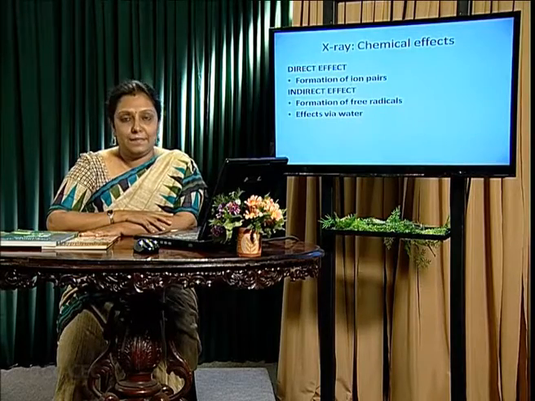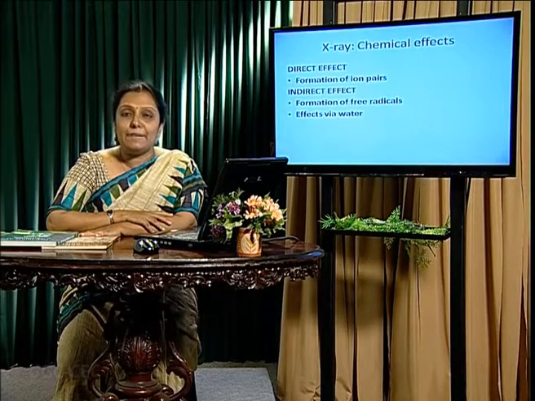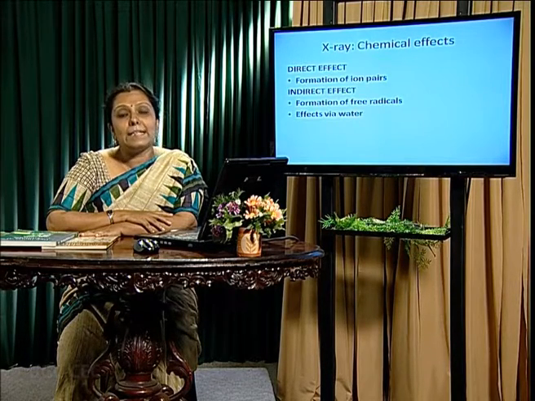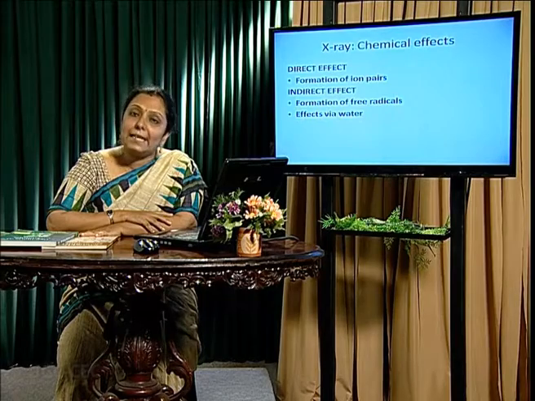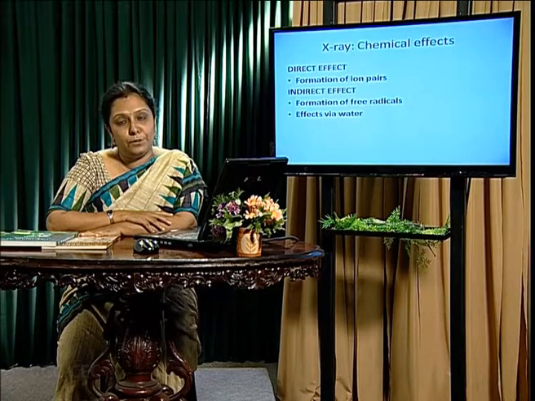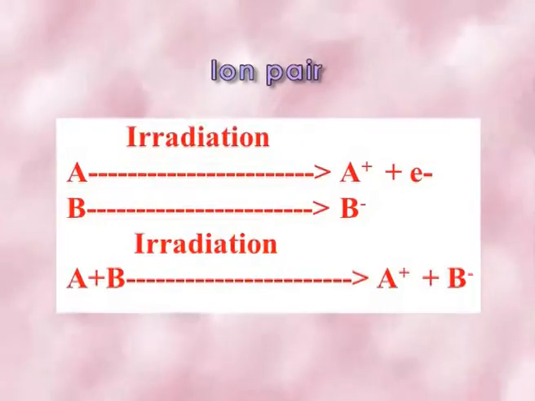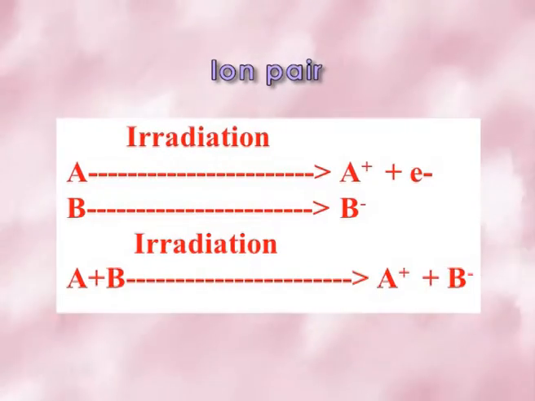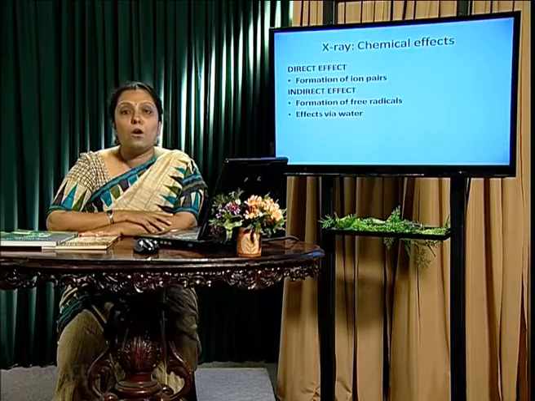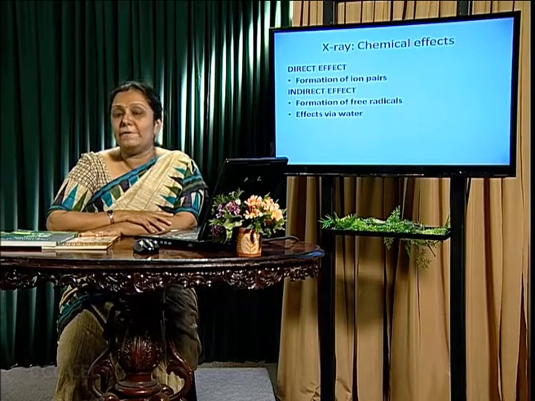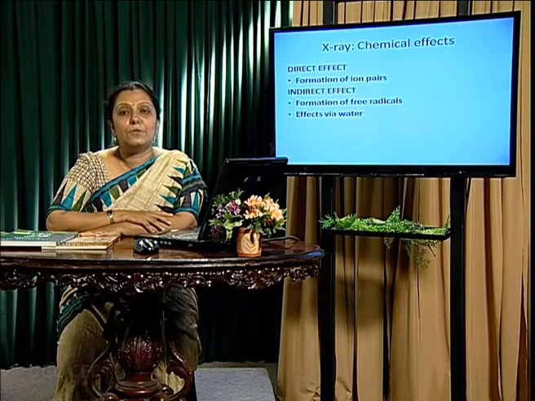Next, the chemical effect. The chemical effect can be manifested either by direct effect or by indirect effect. Direct effect means the radiation is directly damaging the biological molecule, as manifested in ion pair formation, or propagated via free radical formation. The effect can also be propagated through the water molecule. So, that is the direct effect.